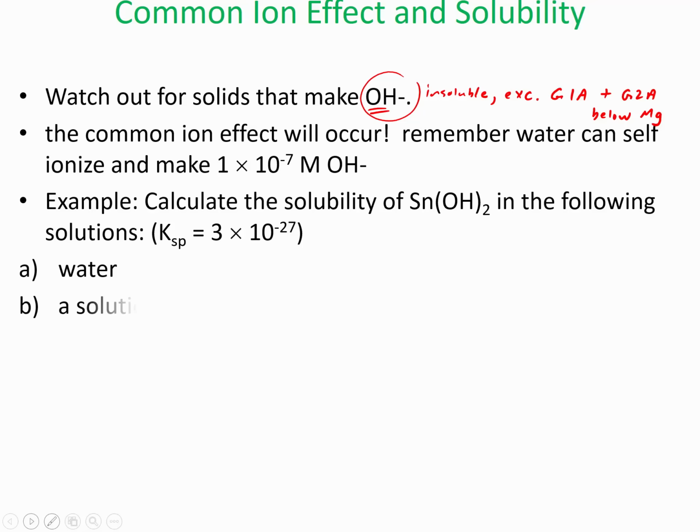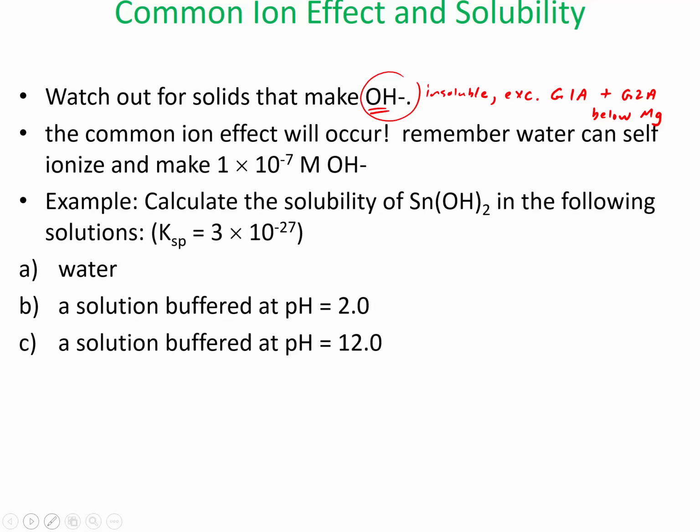So we're going to do it in pure water. We'll do it in a solution buffered at pH of 2 and a solution buffered at a pH of 12. So first we're going to do this problem. We're going to see what the solubility is like in neutral water. Our OH concentration is going to be different in all three of these, and we're going to reflect that in our ice tables when we do these problems.